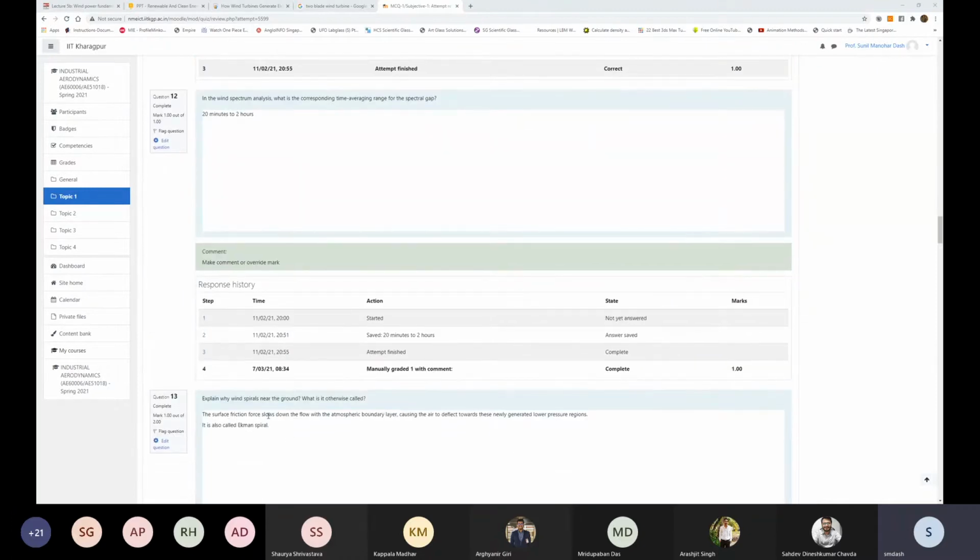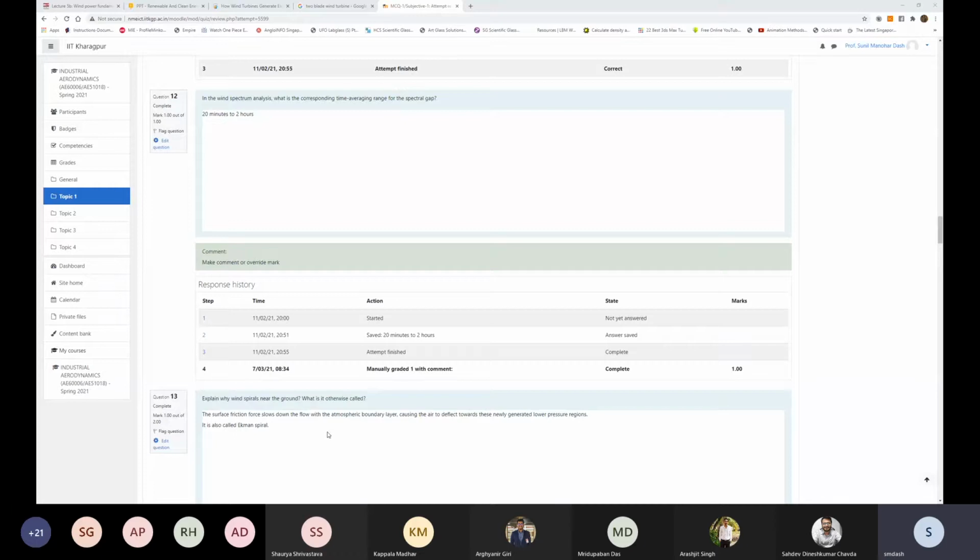The surface friction force. So sorry. Explain why the wind spirals near the ground and what it is otherwise called. Okay, so wind spirals because of the frictional force that you need to mention, and also you need to talk about the angle alpha that the wind makes with the isobars. Okay, where it is higher, where it is lower.